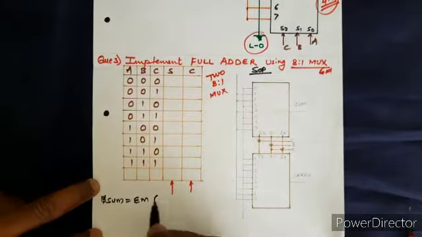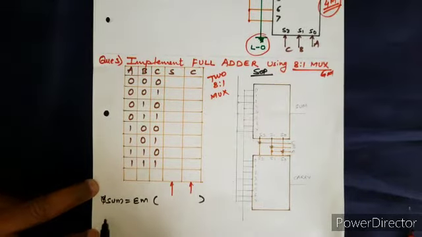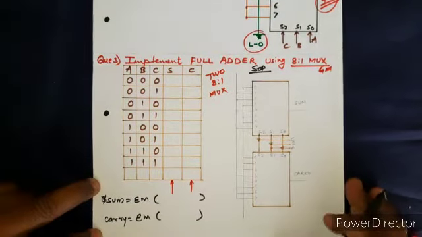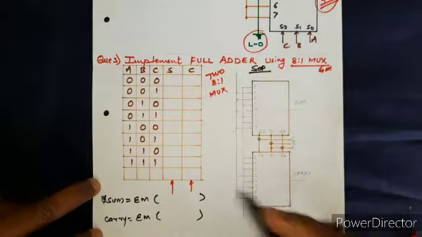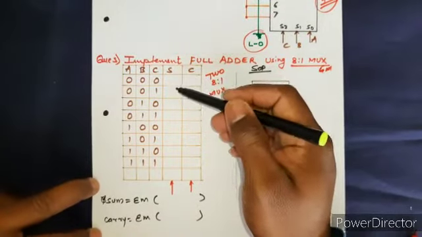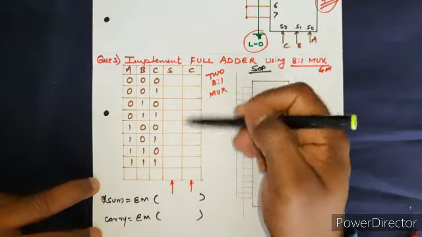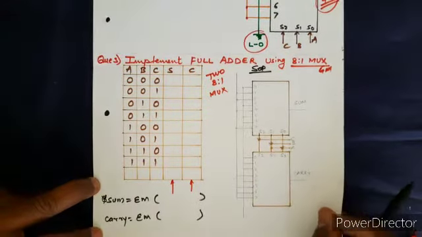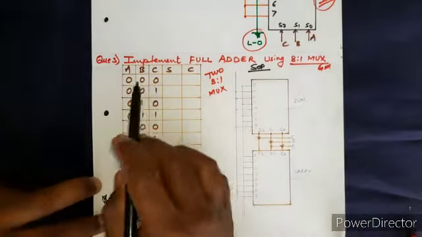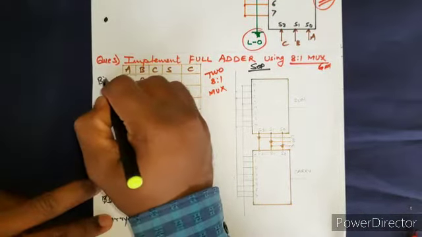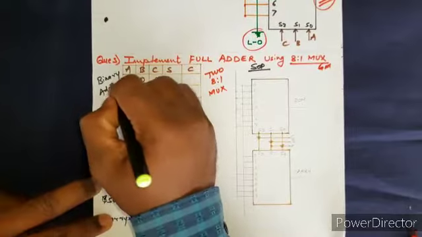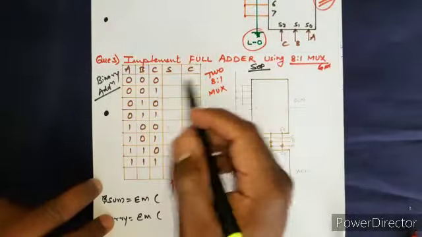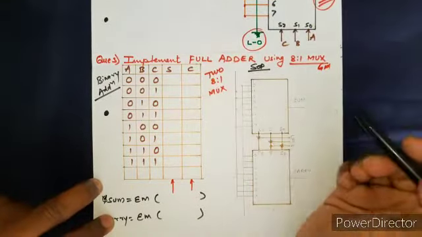Sum is equal to summation of what numbers here, and carry is equal to summation of m, again what numbers do we have here? Now this depends on the entries of the sum column and carry column. For that we can just recall the concepts of binary addition. So let's try to fill these columns.